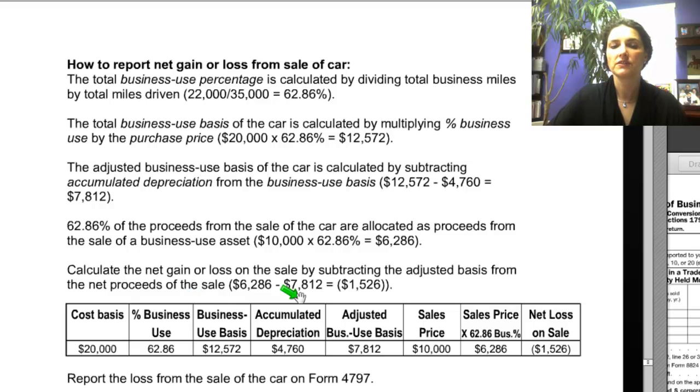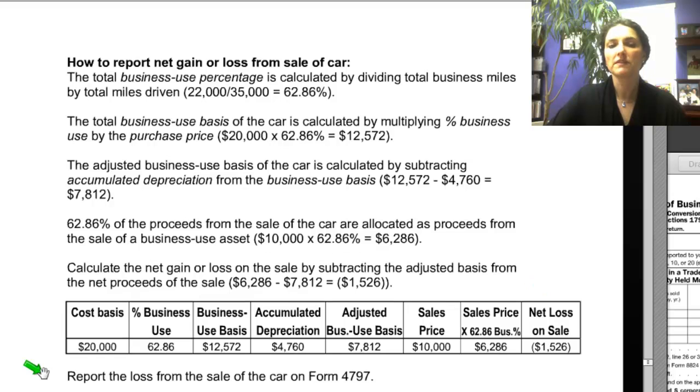Accumulated depreciation is $4,760. Adjusted business use basis is $12,572 minus $4,760 for $7,812. The sales price is $10,000. Multiply that by the sales or business use percentage, and we get $6,286. And the net loss on the sale is $1,526. Of course, we would report the loss from the sale of the car on Form 4797 in Part 1 of the form.